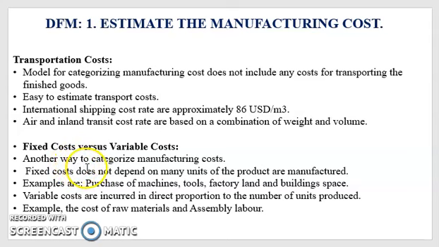Another way to categorize manufacturing cost is fixed cost and variable cost. Fixed costs are those that occur in a predetermined amount, regardless of how many units of the product are manufactured. Purchase of production machines, tools, factory, land and buildings are some of its examples. Variable costs are incurred in direct proportion to the number of units produced by a factory. Examples are cost of the raw material and assembly hours.